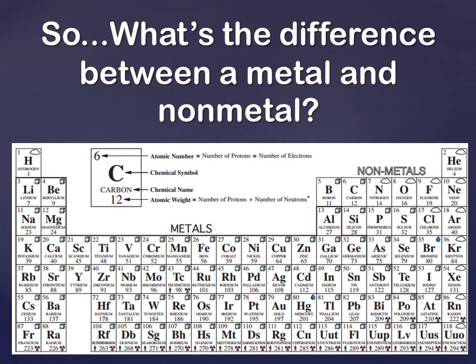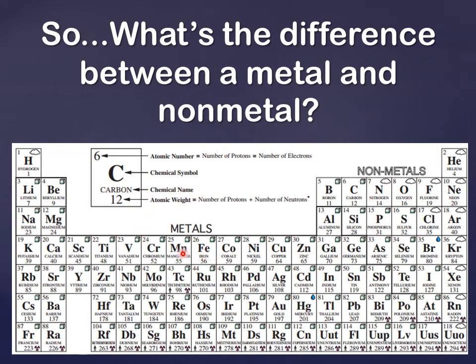So how do we tell the difference between a metal and nonmetal? Okay, so remember, here's your stair step. Many of you have asked me what the stair step is for. Okay, so it's that dark line, and yours is more pronounced on your periodic table. Anything to the left of this is a metal.